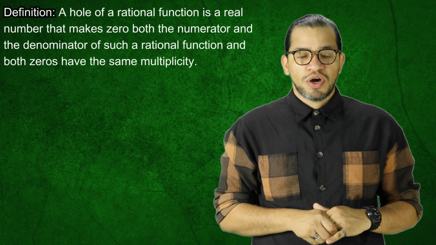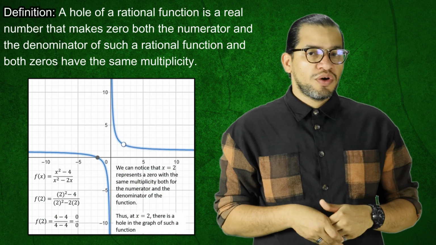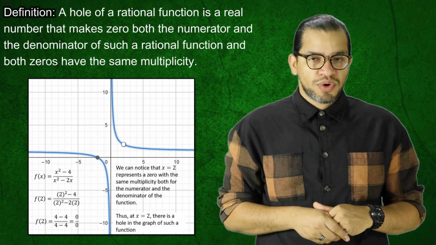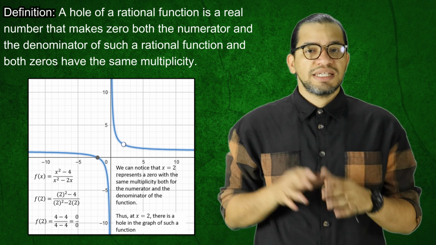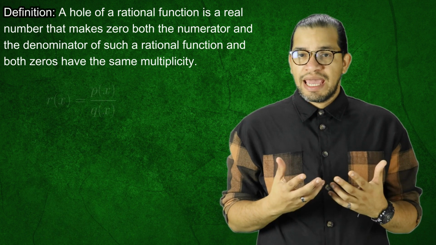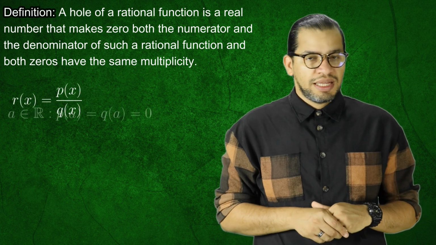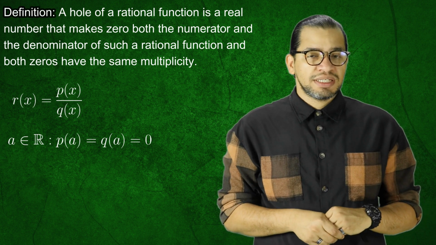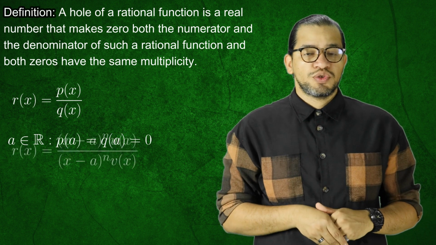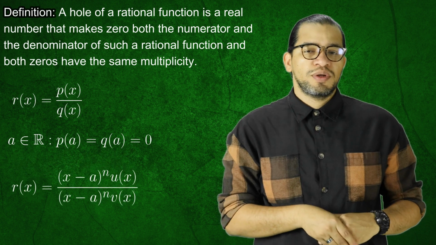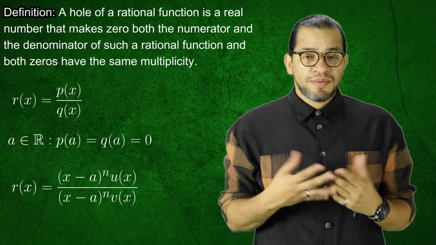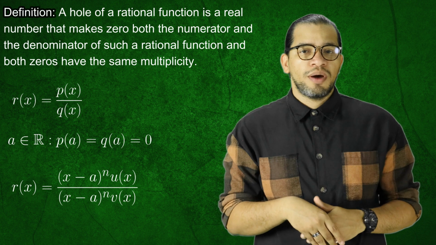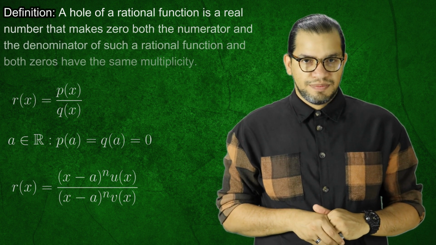Now, if we have a rational function r of x equal to p of x divided by q of x, and a represents a zero both for p of x and q of x, such that a has exactly the same multiplicity, let us say n, for both polynomials, then r of x can be written as x minus a to the power of n times another polynomial u of x divided by x minus a to the power of n times another polynomial v of x.